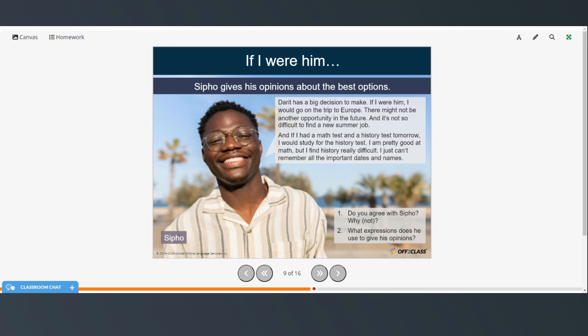So, do you agree with Sifo? Why or why not? And what expressions does he use to give his opinions? Well, he says, if I were him, and if I had, I would study.